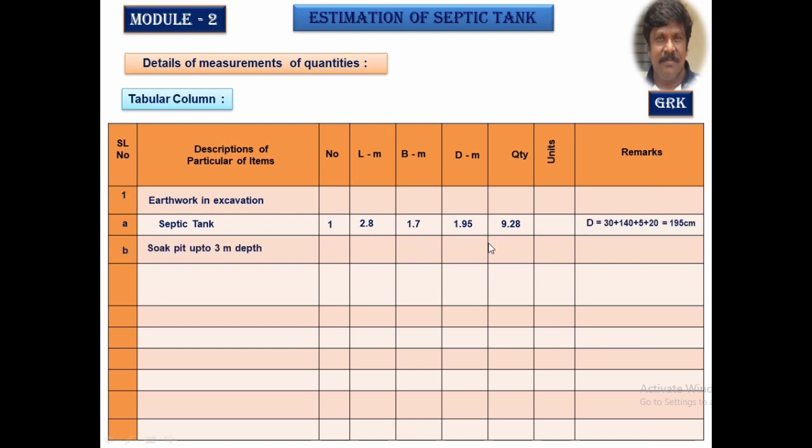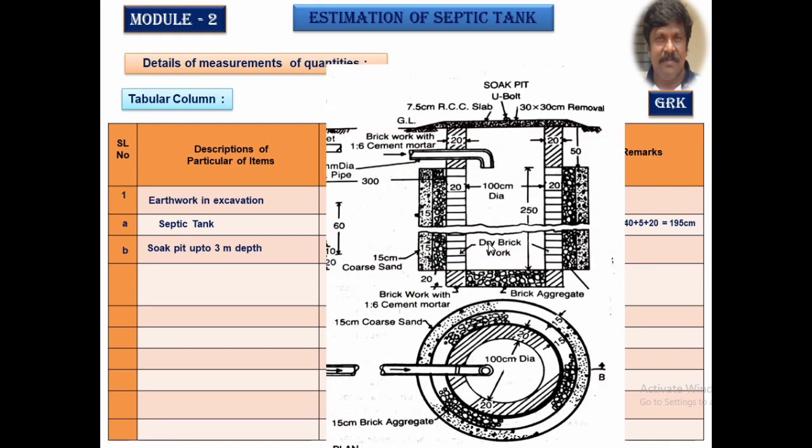Now, let us take the soak pit into consideration. Study the soak pit. Earthwork has to be done for this area separately and for this area separately. So, we are taking up to 3 meters depth, which means it is 50 centimeter plus 250 centimeter here, totally 300 centimeters we get. So, let us estimate for that.